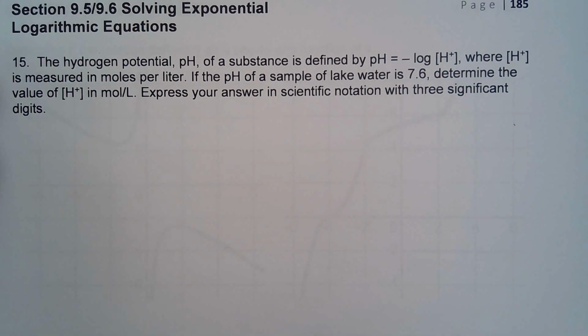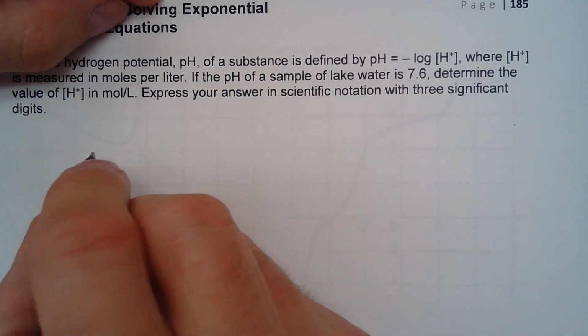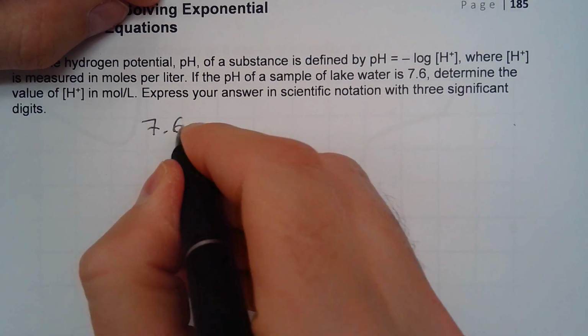The potential of hydrogen, pH, of a substance is defined as pH equals negative log of H positive, where H positive is measured in moles per liter. If the pH of a sample of lake water is 7.6, determine the value of H positive in moles per liter. Express your answer in scientific notation with 3 significant digits. Okay, so our pH is 7.6.